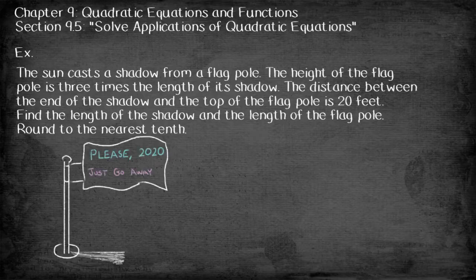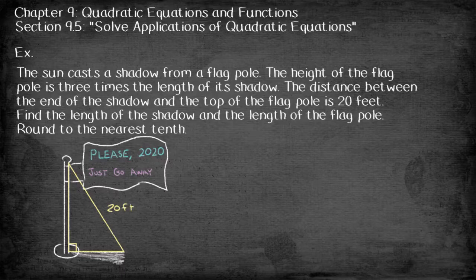We have a flagpole, and the sun is shining on it. That makes a triangle, you can see right there in yellow. The flagpole is one leg of the triangle. The shadow is the other leg of the triangle. What we know is that the distance between the end of the shadow and the top of the flagpole is 20 feet. So we know that this length here is 20 feet. That's what the problem says.